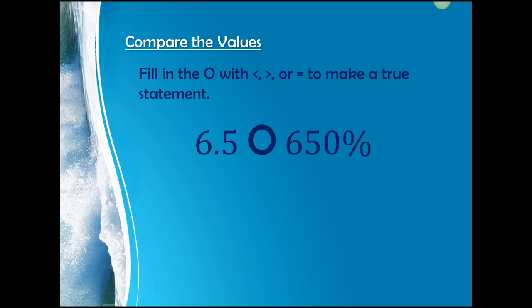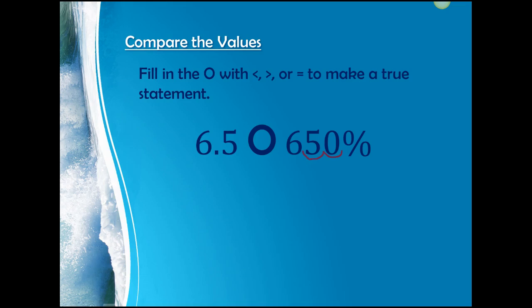I could turn 6.5 into a percent by moving the decimal 2 places to the right. And I can see that I end up with 650%. Therefore, both sides are equal. 6.5 is equal to 650%. You also could have easily turned the percent into a decimal by moving the decimal 2 places to the left.